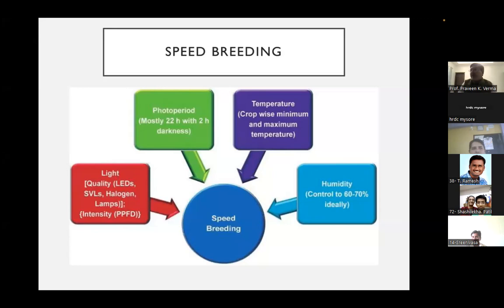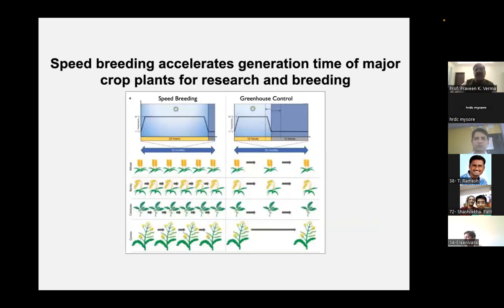Sometimes people have also achieved it with chickpea, 6 to 7 generations. Wheat, near about 8 generations, and in some other varieties they have got more than almost 10 generations in a year. So this is the advantage of speed breeding, where the generation time is important.